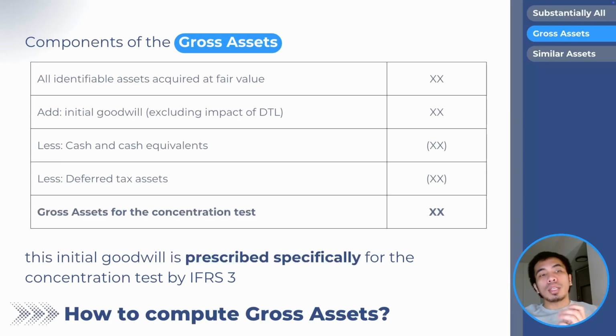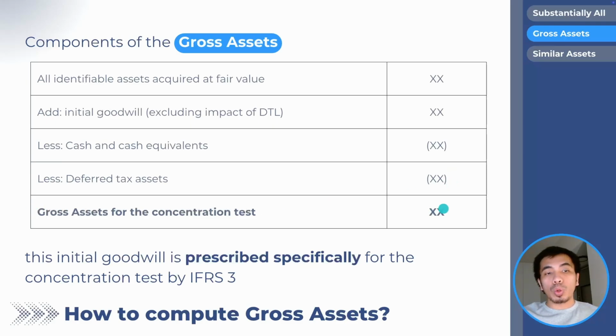The components of gross assets include all identifiable assets acquired at fair value. Whatever is in the balance sheet, you add them up. And then you add the initial goodwill, because the goodwill normally is not recorded in the balance sheet, so you have to compute it separately, right? However, you have to exclude the impact of the deferred tax liability in computing that goodwill. Since all the identifiable assets acquired at fair value include cash and cash equivalents and deferred tax assets, you just have to remove them.